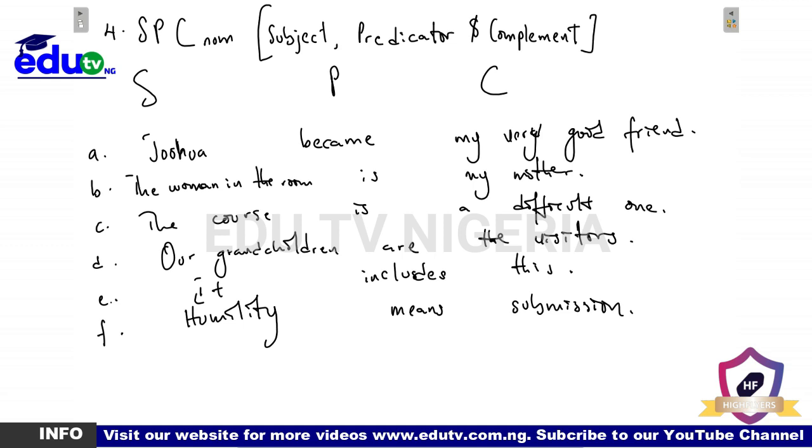The visitors is a noun phrase. This is a noun phrase. And submission is a noun phrase. Do we get it?